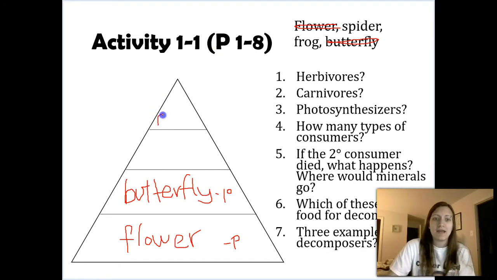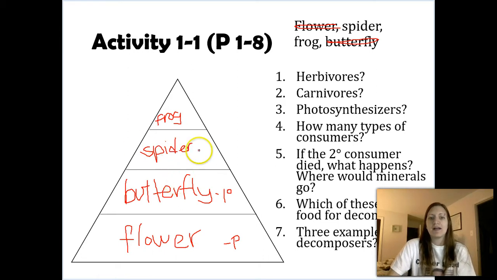So frog must be at the top because it's the largest. That's a really good rule of thumb. Whatever's larger is probably at the top. And then below that we have spider. So if the spider is eating a butterfly, that must make it a secondary consumer because it's an organism that's eating this primary consumer. For the frog, frog must be tertiary because it's eating a secondary consumer. So you're just going 1 up.